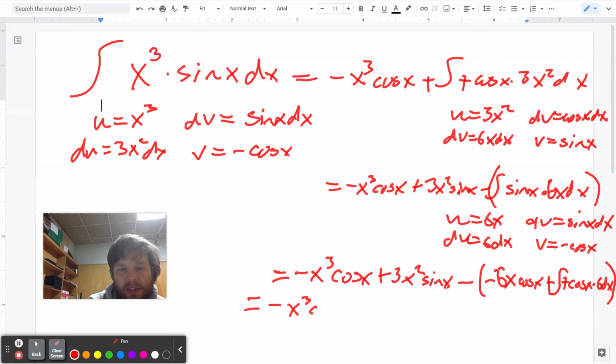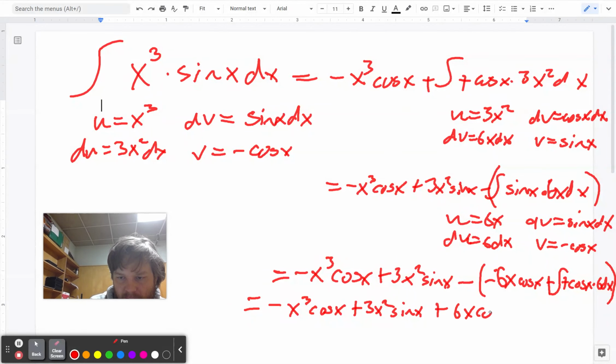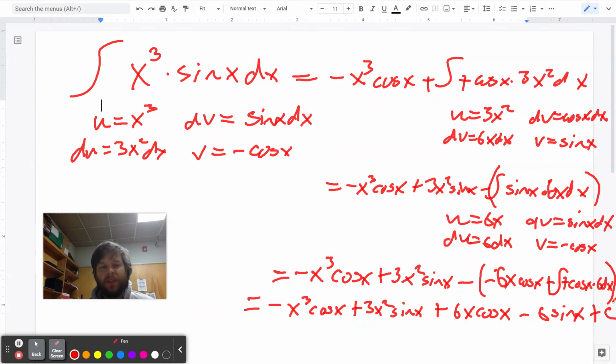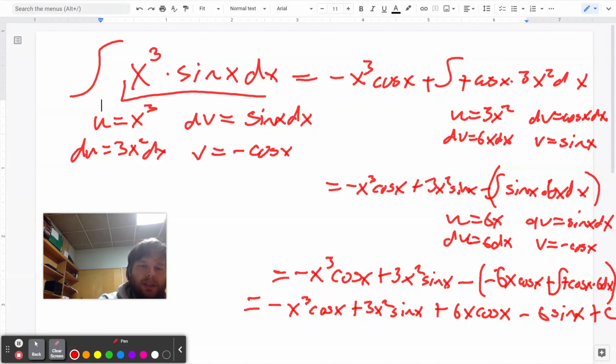So we have negative x cubed cosine x plus 3x squared sine of x plus 6x cosine x, and that's going to be 6 sine x, and looks like it's going to be minus sine x plus c. And somewhat amazingly, if you take the derivative of all of that, you should end back up with this piece right here.